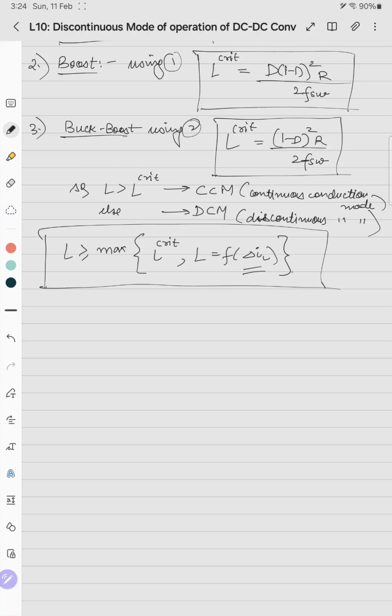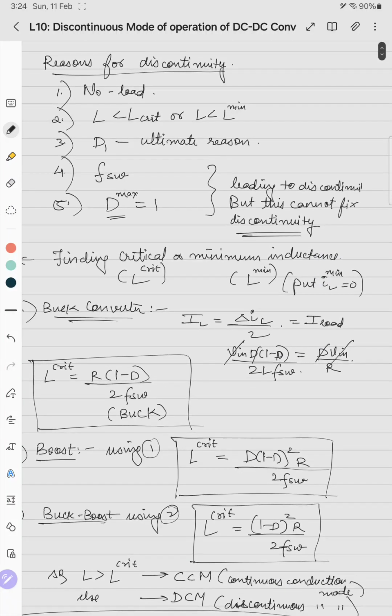So for inductance, you have to take the maximum of L critical and L as a function of delta L. But for capacitors, you can directly select the capacitors based on what we calculated in the previous lecture, which was a function of delta IL as well as delta V0. Okay, so this no load thing we handled in the last lecture, by finding R minimum. If you put this R minimum, your converter for a buck, boost and buck boost converter will never be in discontinuous mode.